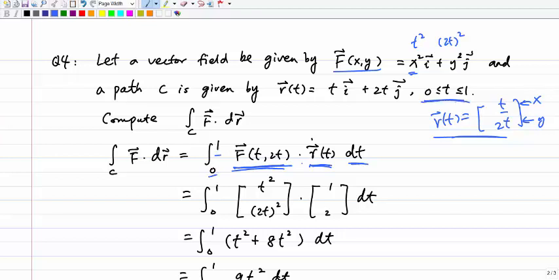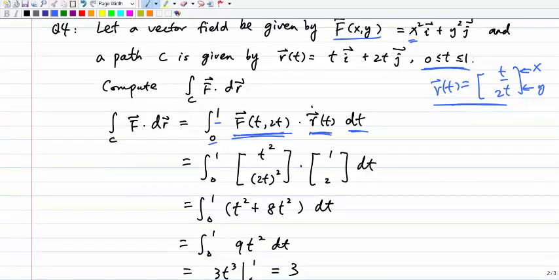Okay, so from 0 to 1, this is r of f. Replace the x by t squared and y by 2t, and then you take the dot product with r prime with respect to t, then you integrate the dot product from 0 to 1. When I do that, I replace x by t, so I have t squared, and here I replace y by 2t, so I have 2t squared.